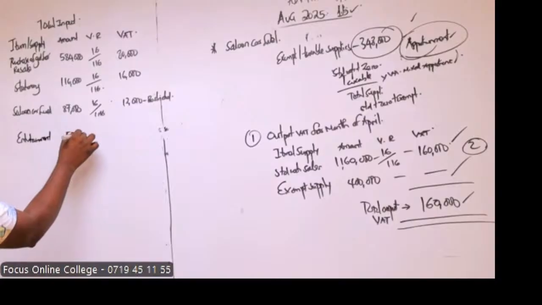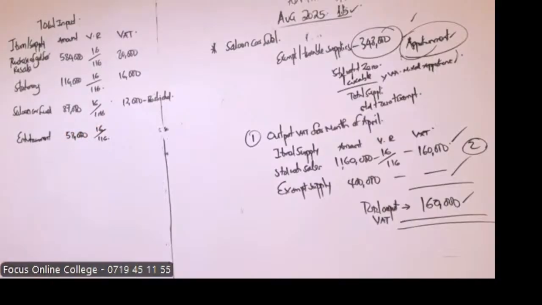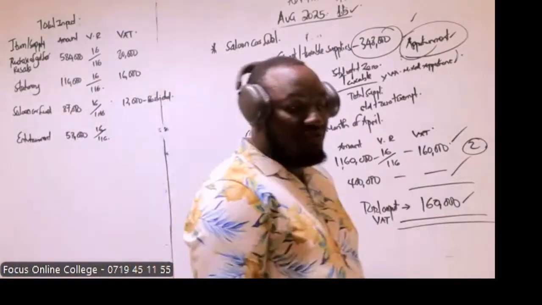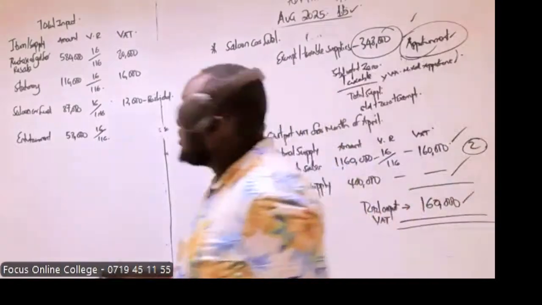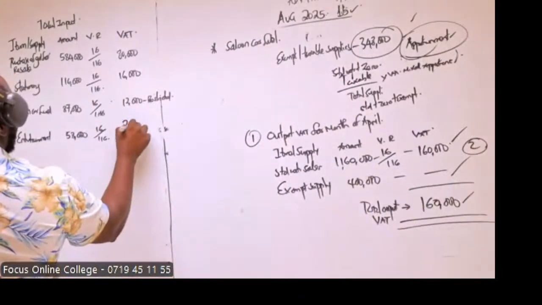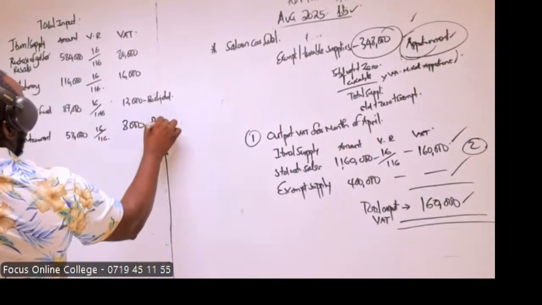So the figure is 58, 16 over 116. Get from that. And so that is 8K. So again, we need to note that this. I hope you understand what the question is saying. I hope we are together. Restricted.